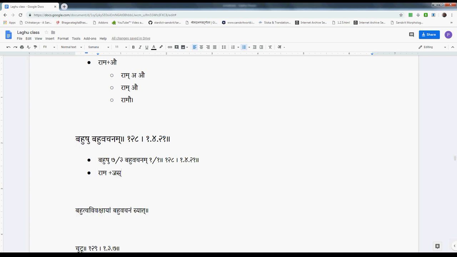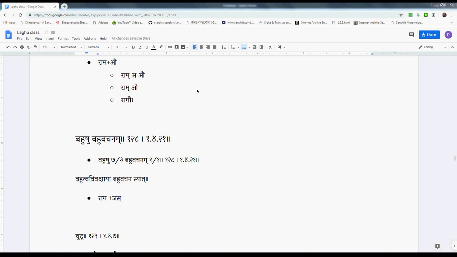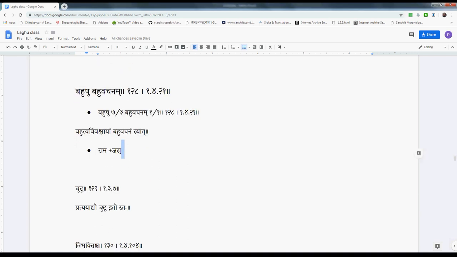Bahuvachanam is added when there is a vivaksha of multiple, Bahutva. When you speak, you have a vivaksha in your mind. There is an intention. What is the intention? I want to talk about many Ramas in this case, meaning more than two Ramas. If I want to talk about more than two Ramas, in that vivaksha, Bahuvachana Pratyaya is added.